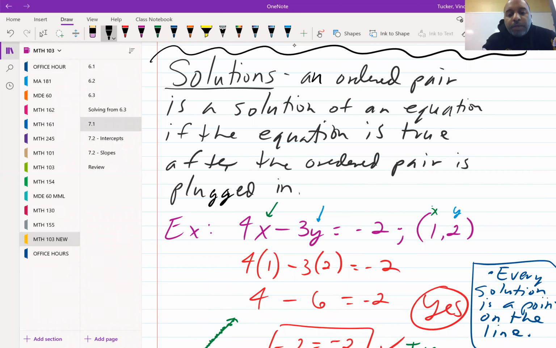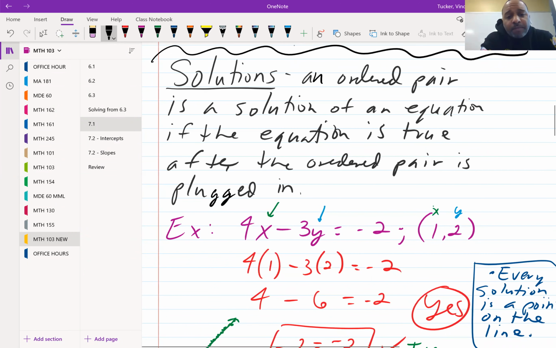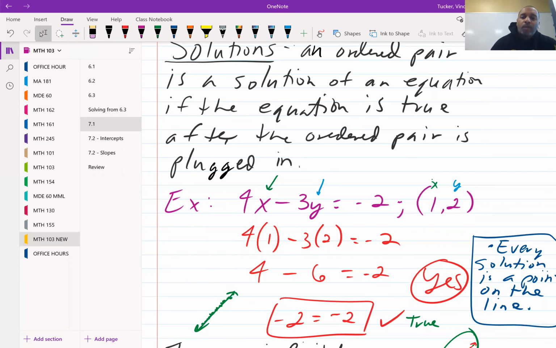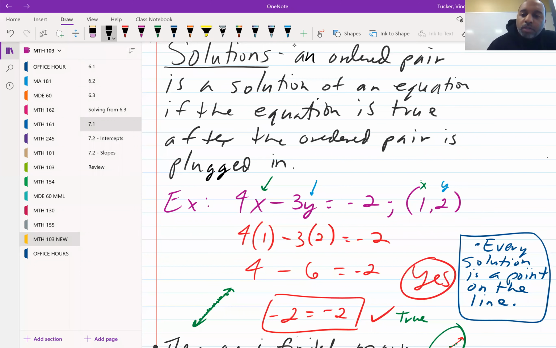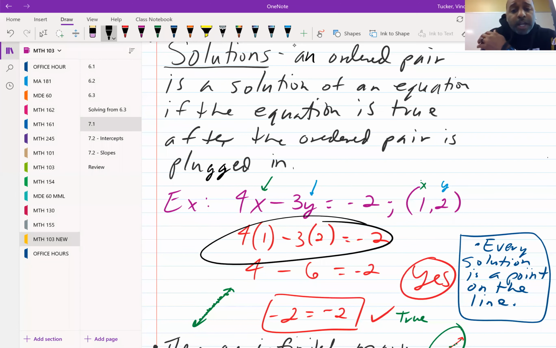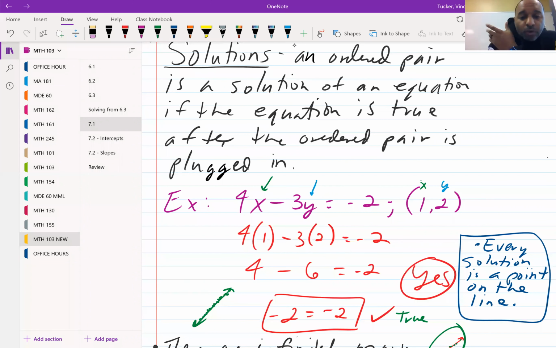All right. For this example, we have 4x minus 3y equal to -2. And we have the ordered pair of 1, 2. Don't forget when it comes to your ordered pairs, X is always first and then Y. So you plug them in accordingly: 1 going in for X, 2 going in for Y. That's what we did right here. 4 times 1 minus 3 times 2 equal to -2. 4 times 1 is 4, 3 times 2 is 6. So that's 4 minus 6. And that leaves us with -2 equal to -2, which is true.